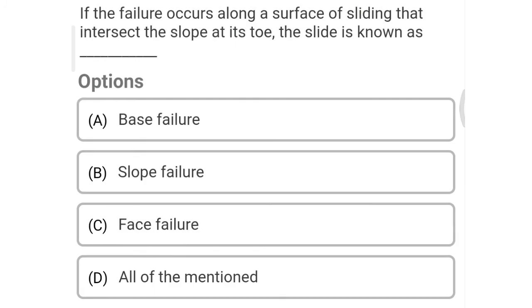So next question, if the failure occurs along the surface of sliding that intersects the slope at its toe, the slide is known as option A base failure, option B slope failure, option C face failure, option D all of mention. So the correct answer is option B slope failure.